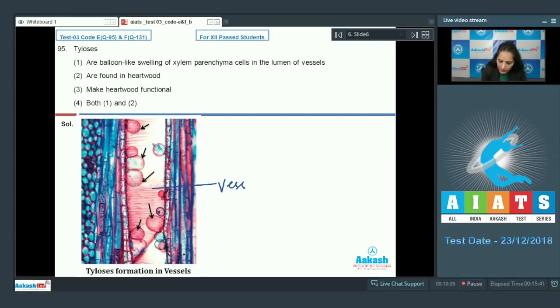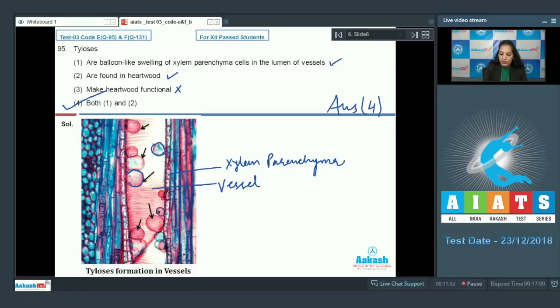Here you can see it is a vessel, and these are the cells which are xylem parenchyma cells. The outgrowth of the xylem parenchyma cells in the lumen of the vessels form the tyloses. So these are the tyloses. So this option is correct, that they are balloon-like swellings of the xylem parenchyma in the lumen of vessels. They are found in heartwood. This is also correct. Heartwood is the central region of the secondary xylem. It is a dead region of the secondary xylem. They make heartwood functional? No. They make the heartwood non-functional, not the functional. So they do not make heartwood functional, and hence heartwood cannot conduct water. So this option is ruled out. So both 1 and 2 are correct. So the correct option for the given question is option number 4. Let's move on to the next question.